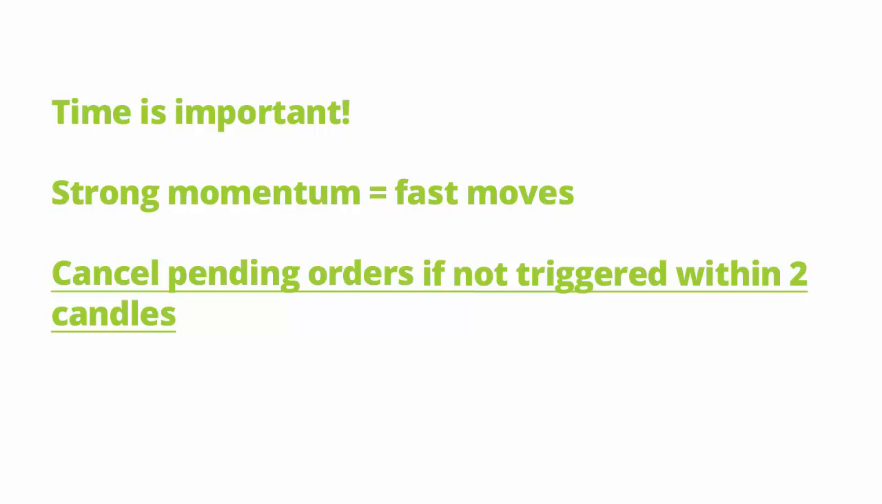I set the order to expire within 2 candles if not filled. This ensures that I would only enter trades where my trigger is met within 2 candles. If it takes longer than 2 candles, then I am not interested in it anymore.